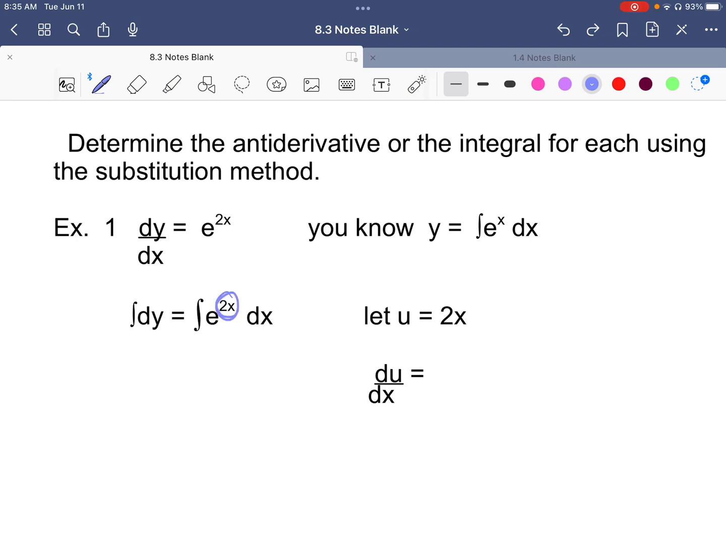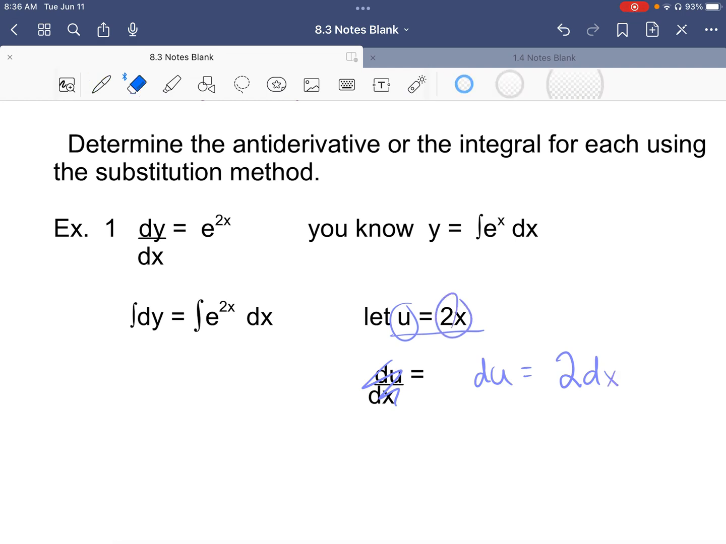So this is sort of our piece that's kind of yucky. So we are going to let u be that piece. So when we take the derivative, we get du, so the derivative of u, equals 2 dx. So the derivative of 2x, and technically there's always a dx after, we just don't include it.